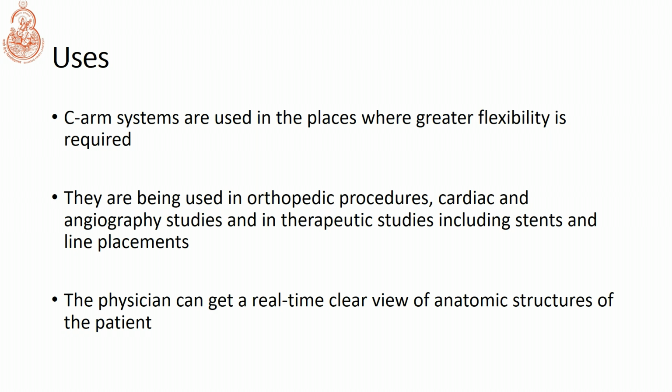What are the uses of the C-arm? C-arm systems are used in places where greater flexibility is required. They are used in orthopedic procedures, cardiac and angiography studies, and in therapeutic studies including stents and line placements. The physician gets a real-time clear view of the anatomic structures of the patient.